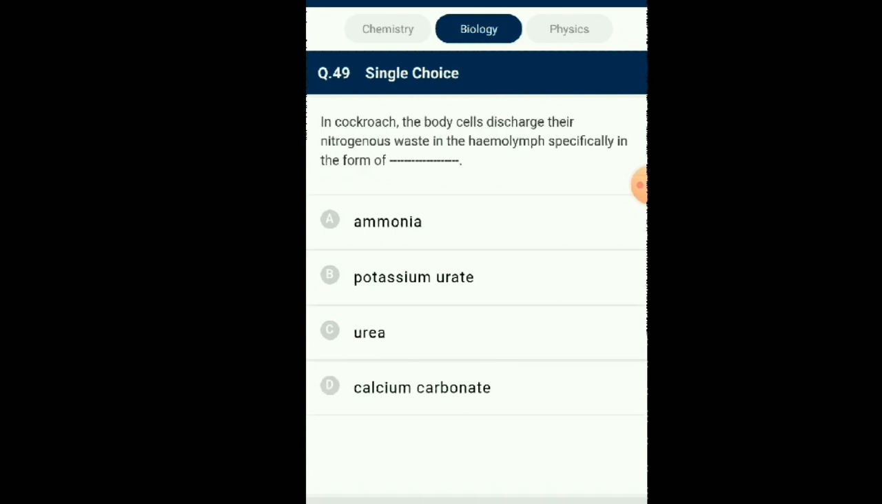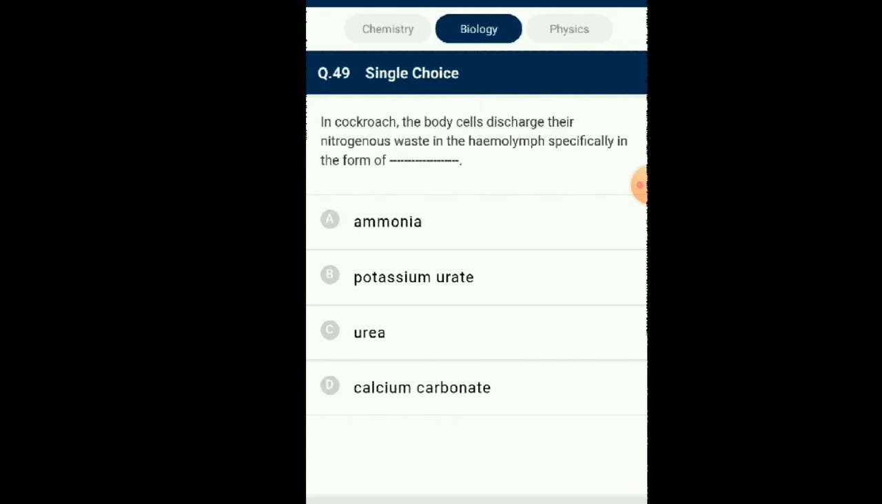Question number 49. In cockroach, the body cells discharge their nitrogenous waste in the hemolymph, specifically in the form of. In cockroach, the excretion is performed by Malpighian tubules. The glandular and ciliated cells line each tubule through the hemolymph. The tubules absorb nitrogenous waste products and convert them into uric acid, which is excreted out through the hindgut in the form of potassium urate.